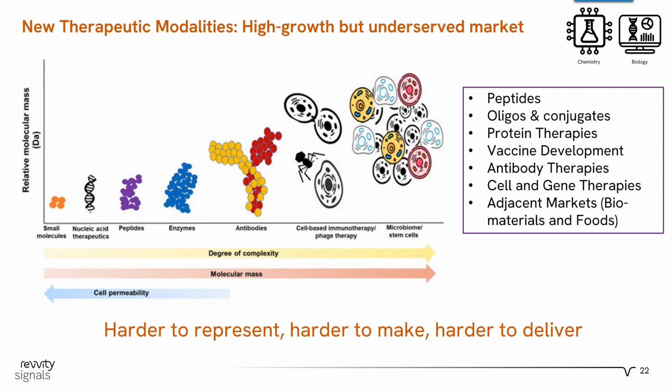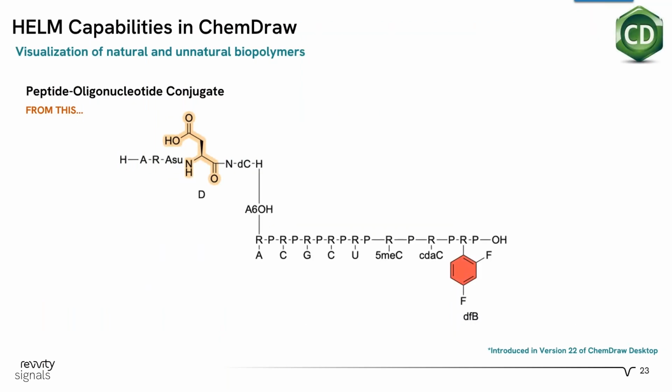Those new therapeutic modalities, you can see, the increase in size as you go from nucleic acids to peptides to enzymes to antibodies to cells to stem cells. And as they grow in size, they're harder to represent, they're harder to make, and they are harder to deliver. And of course, that makes the capture of this data harder and harder.